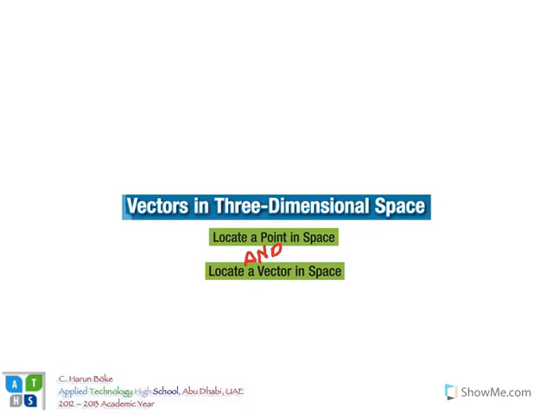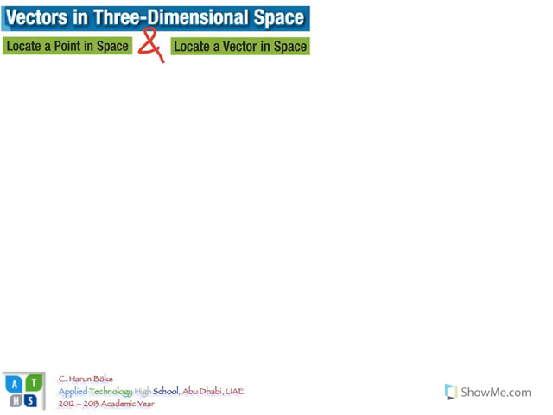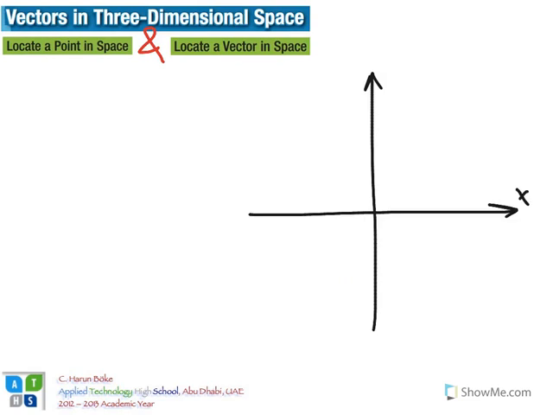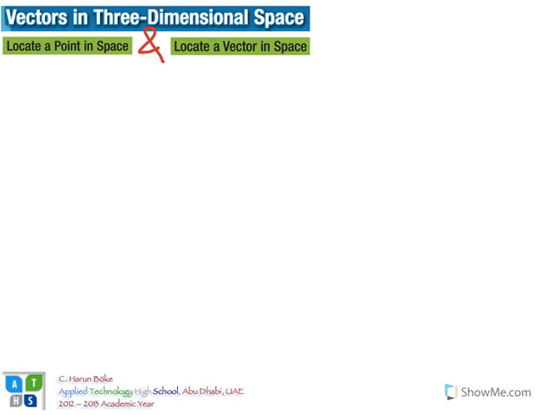In this video we are going to try to locate a point in space, and so locate a vector in space. In space, apart from the dimensions we know, which are x and y, we will have a third dimension which is called z, but our new dimensions will look like this.